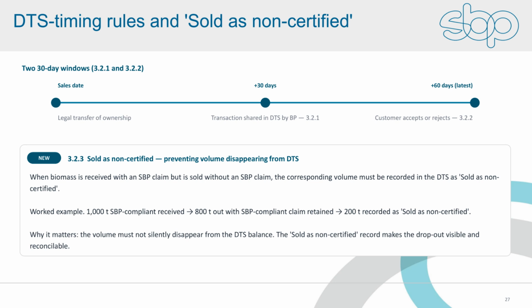A worked example. 1,000 tons SBP compliant received, 800 tons go out with the SBP compliant claim retained. The remaining 200 tons must be recorded as sold as non-certified. Why it matters? The volume must not silently disappear from the DTS balance. The sold as non-certified record makes the dropout visible and reconcilable.